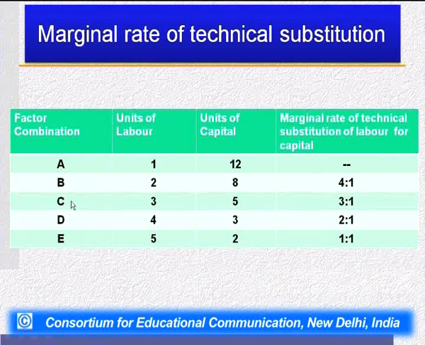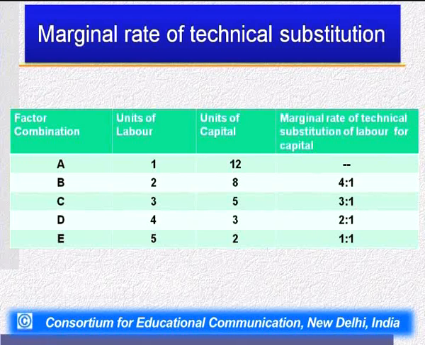Now if we go on to the C combination, then we can see one unit of labor is 3 units, but we have some units left from the capital side. Now the marginal rate of substitution from 8 to 5 is 3:1.